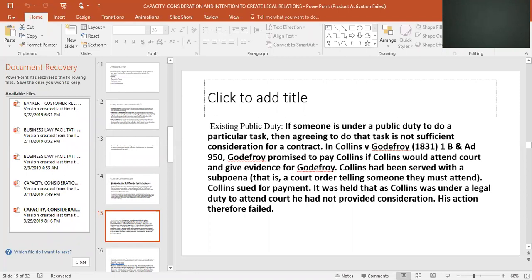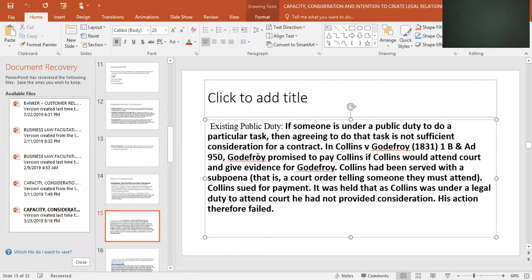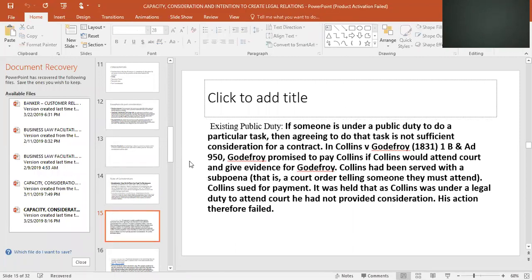If you look at the case of Collins versus Godfrey, what happened was that Godfrey committed a murder and he was supposed to be hanged. Okay, let me see. All right, that is not the case. But then this one, Godfrey made a promise to Collins that Collins should attend court and then give evidence on his behalf.